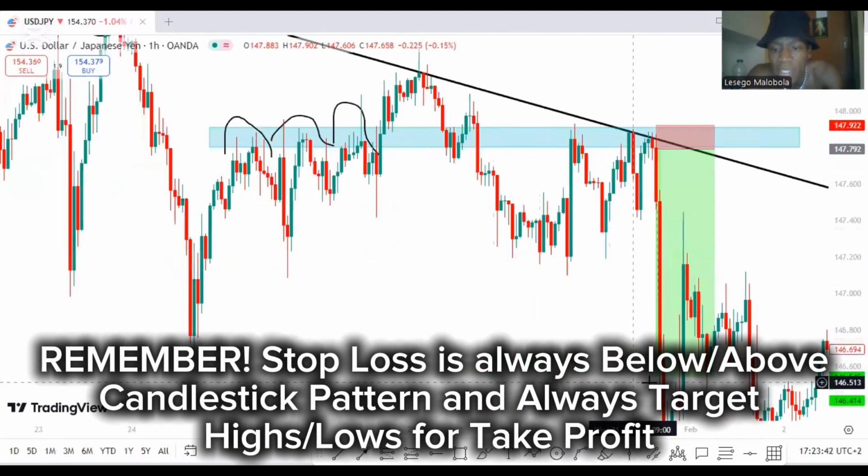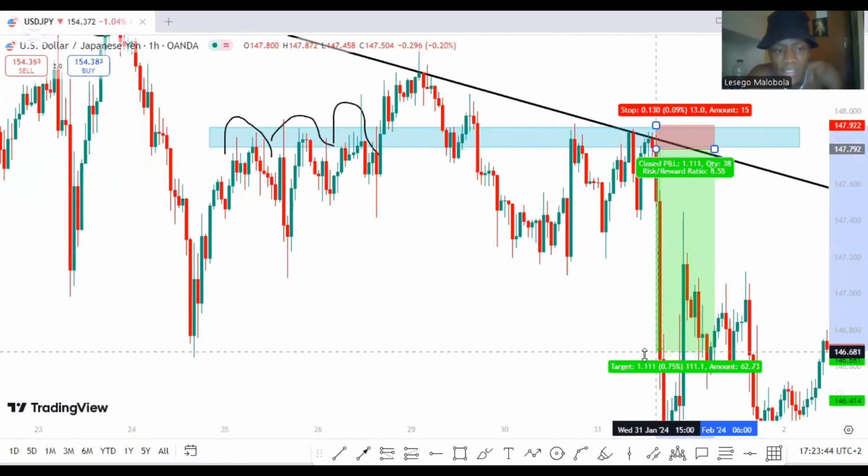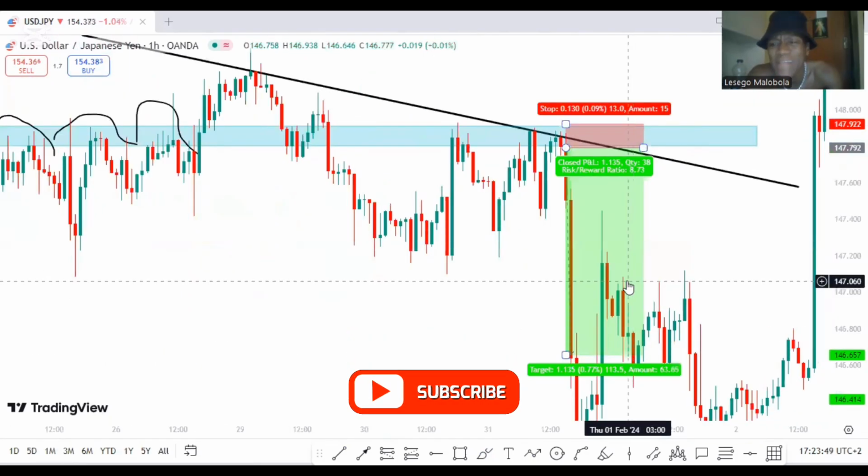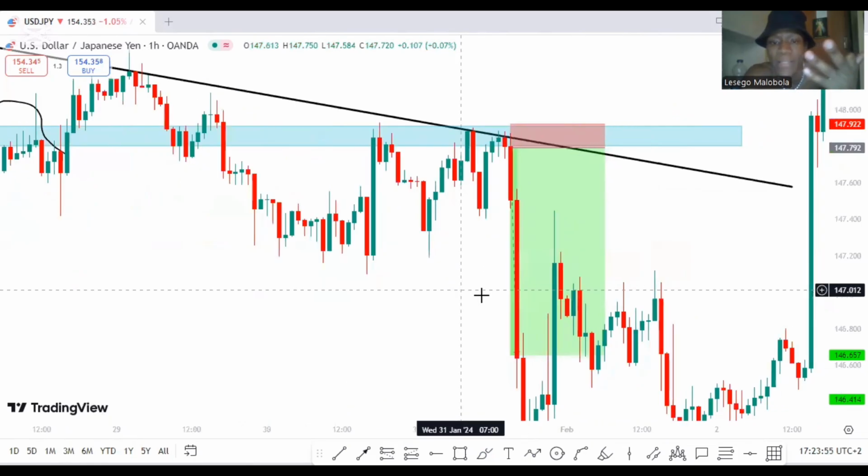And for TP, we always target our highs or lows, guys. In this case, it's a low. And you can see we would have bagged a nice, let's see, 8%, bro. Literally. Why? Because you understand market structure, you understand support and resistance, and you understand candlestick patterns. And you see why I like to go on the 1-hour time frame.